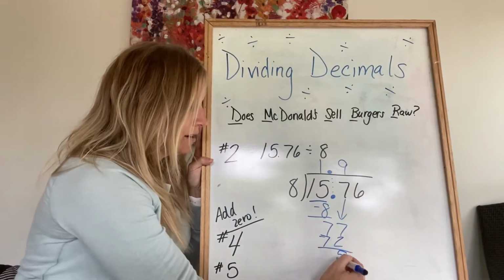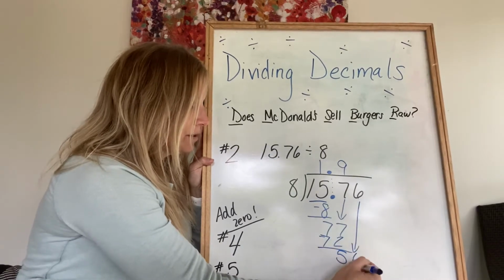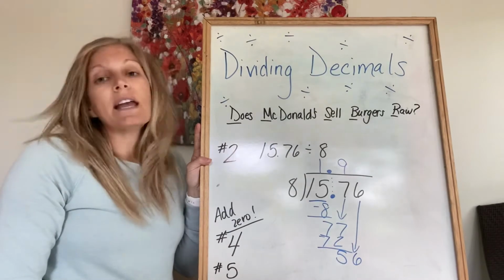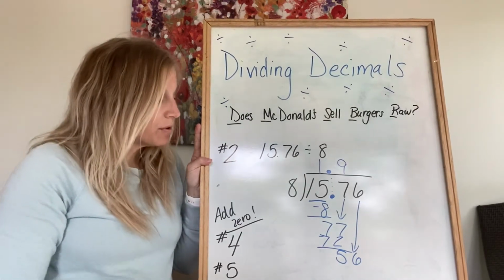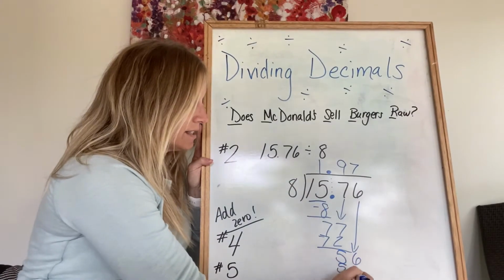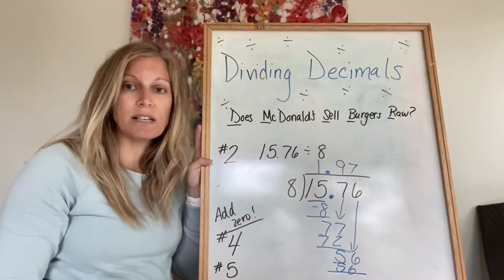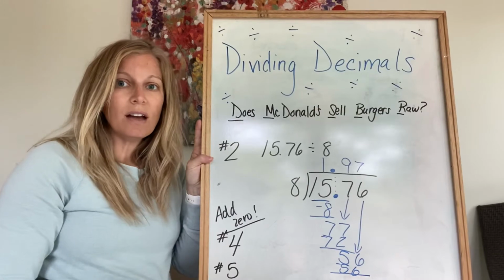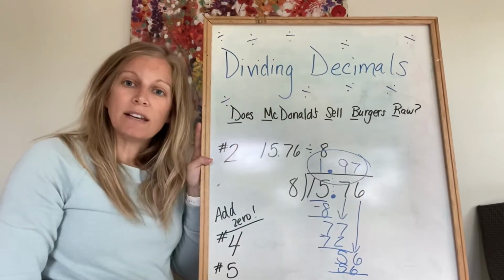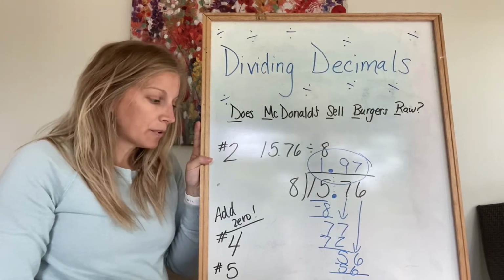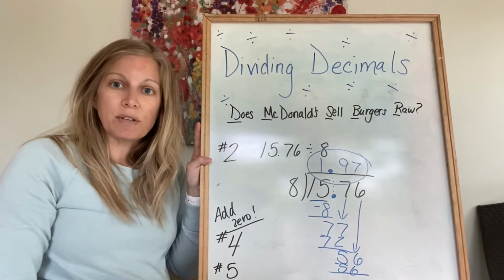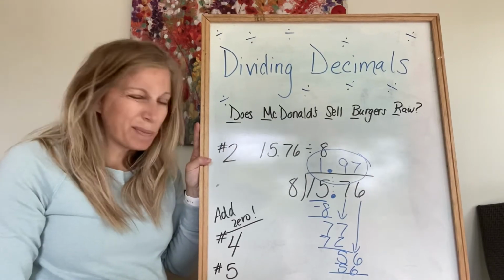Subtract, bring down 56. How many times will 8 go into 56? 8 will go into 56 7 times. 7 times 8 is 56, and it goes in evenly. So our answer is 1 and 97/100. Okay, but it's not always that easy. They always throw something in there to make it a little more difficult, but not too much more.